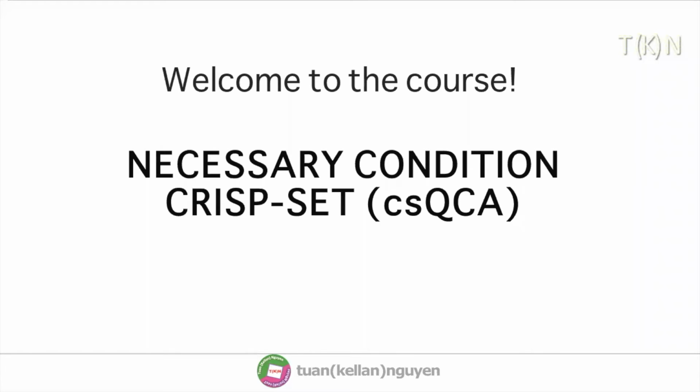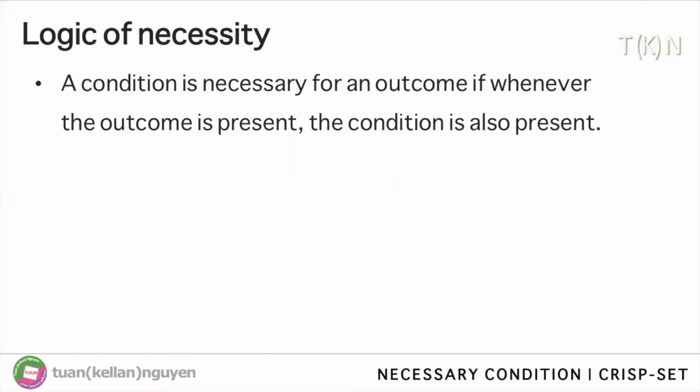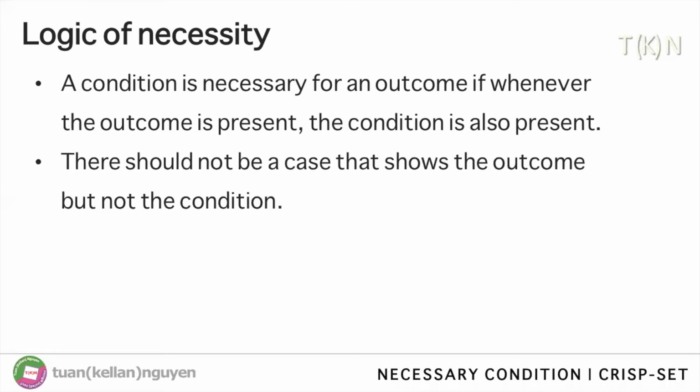In this chapter, we will figure out the necessary condition for QCA, or what we call csQCA. It's time to dive into the logic of necessity for QCA. A condition is necessary for an outcome if whenever the outcome is present, the condition is also present. There should not be a case that shows the outcome, but not the condition.